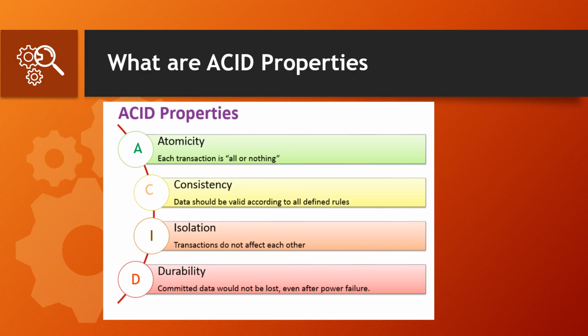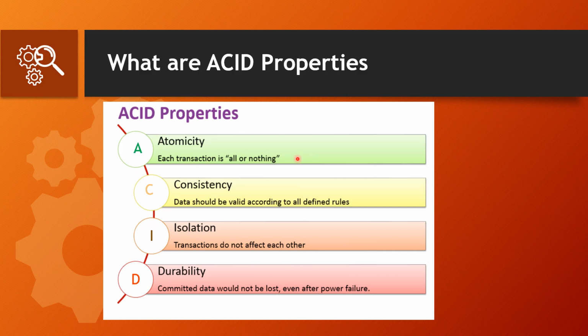Basically, there is no such thing as an acid in SQL; it's an abbreviation which makes it ACID. A stands for atomicity, C for consistency, I for isolation, and D for durability. We'll go into detail about each of these properties, but at a very high level, atomicity means each transaction is all or nothing.